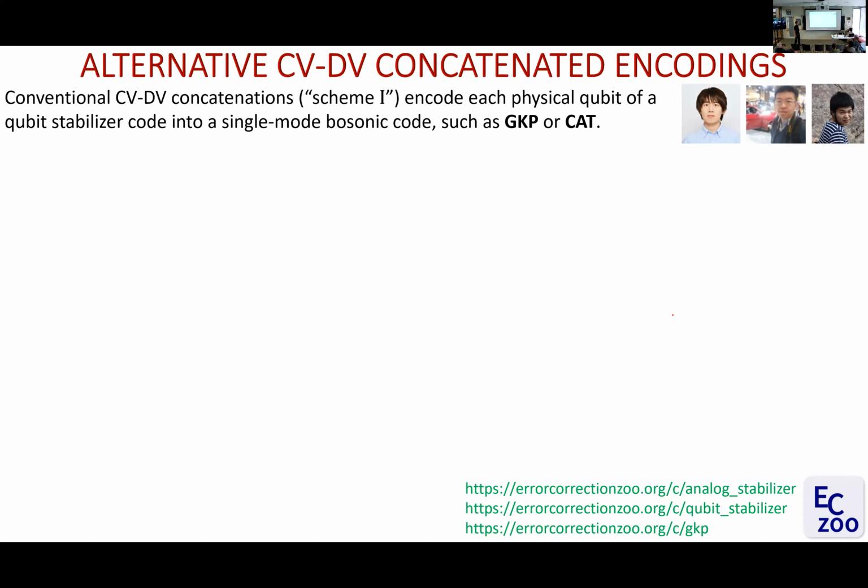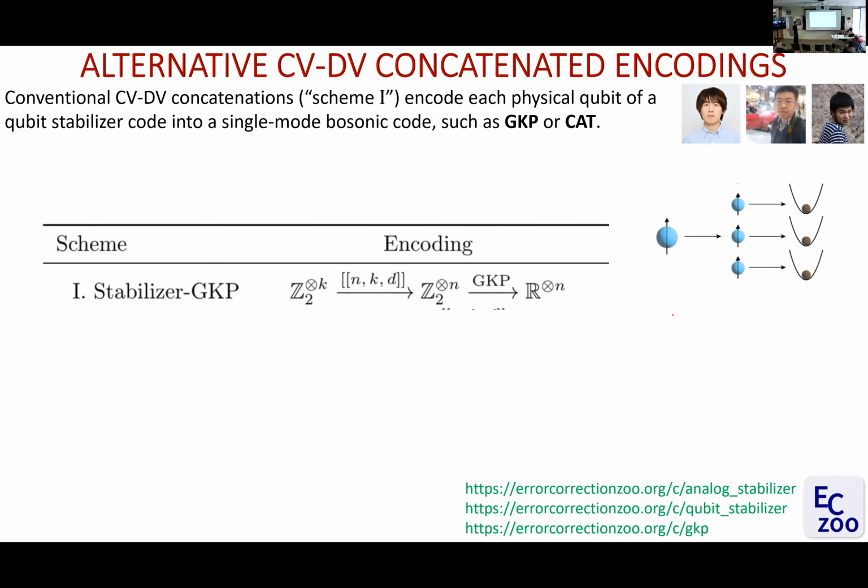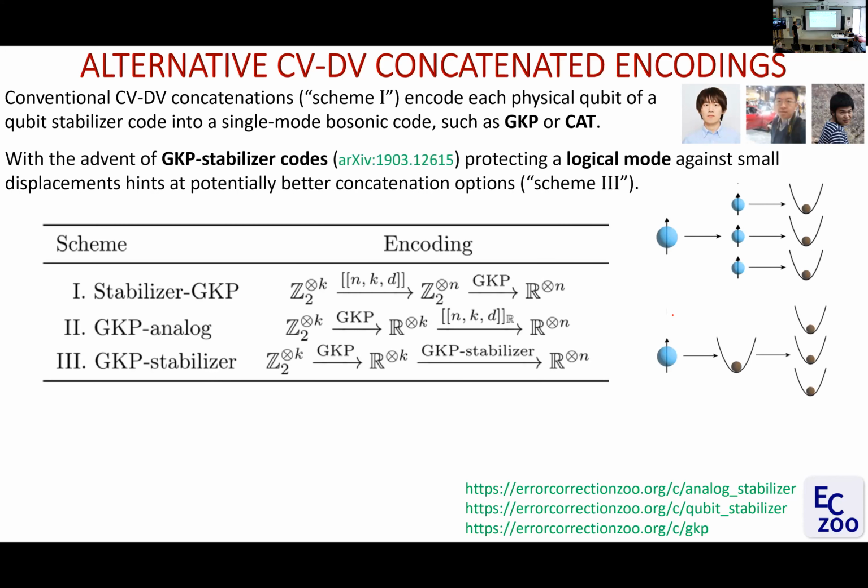So there was a series of new codes that people had put out, namely these codes called GKP stabilizer codes that protect not a finite dimensional logical qubit, but an infinite dimensional logical mode against errors. And these codes were very interesting in that people had thought it might not be very possible to do that, but nevertheless, this paper proved that you can. And we tried to analyze these codes from the perspective of storing discrete information.